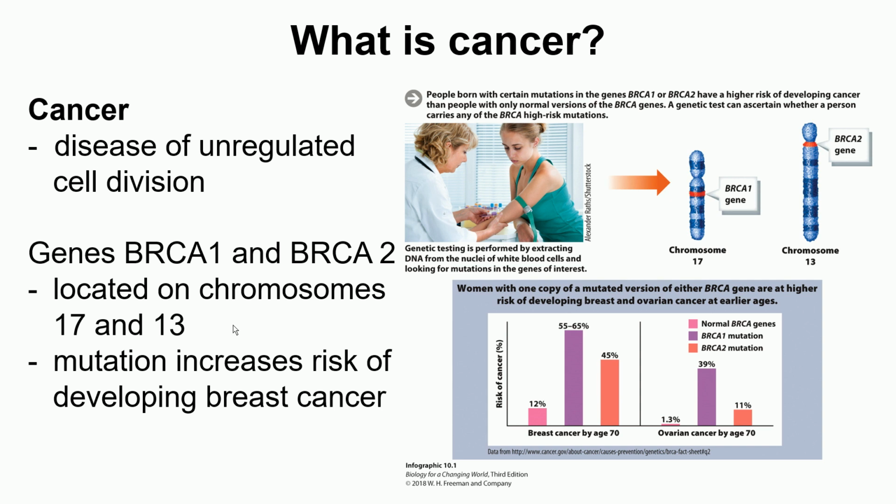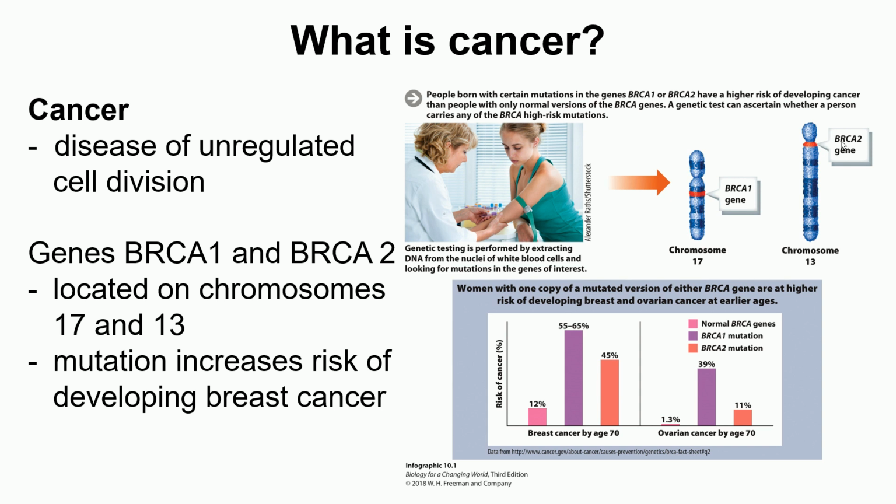So this is chromosome number 17. It has a gene BRCA1, and chromosome number 13 has a gene BRCA2. These genes are mutated in basically breast and ovarian cancer. People who have mutations in these genes have a higher risk of developing cancer.